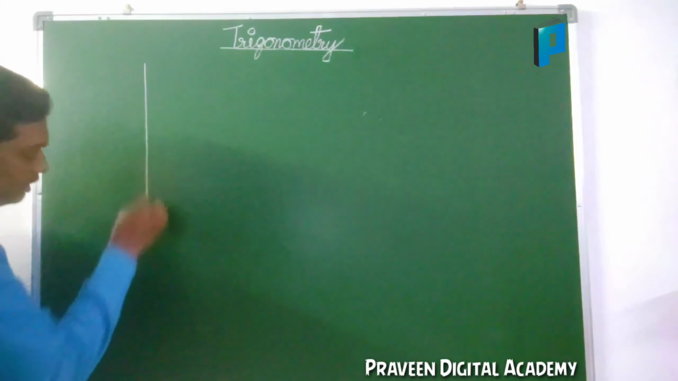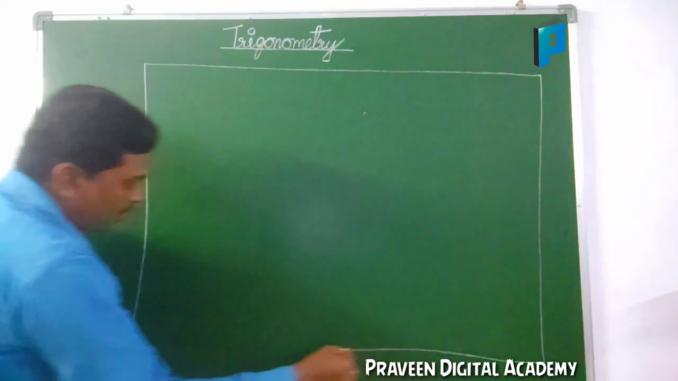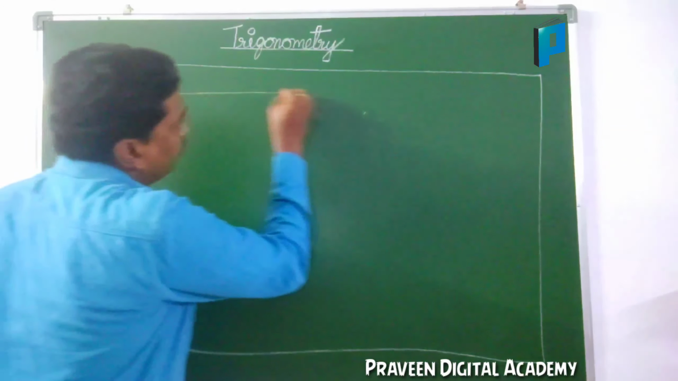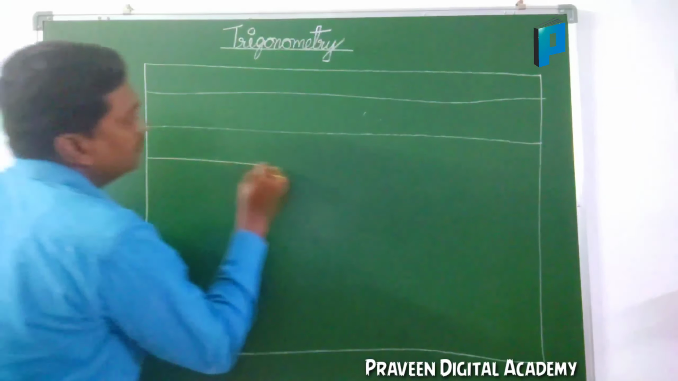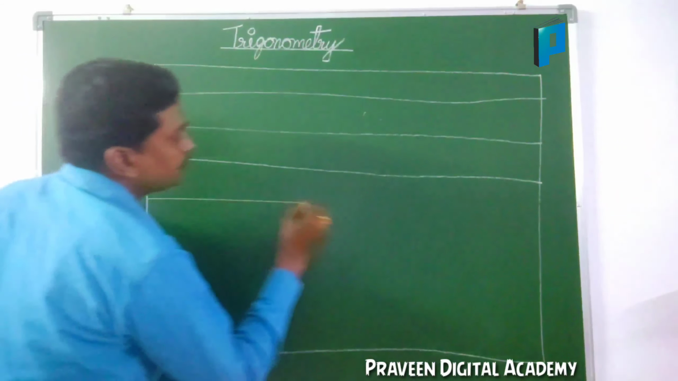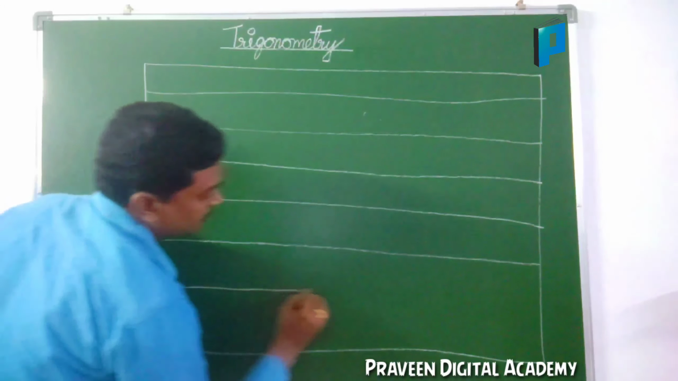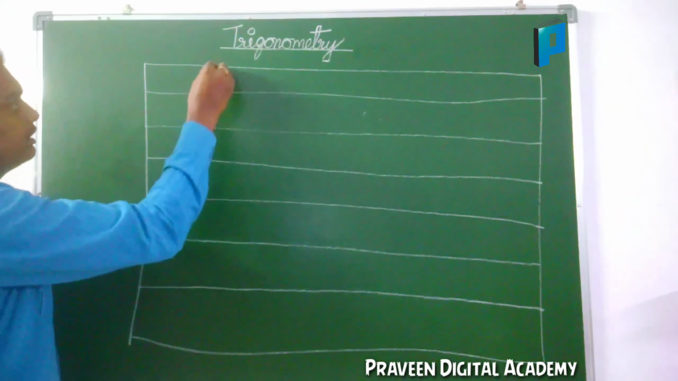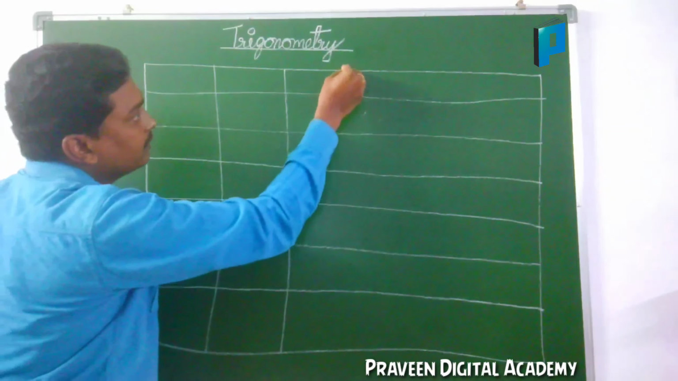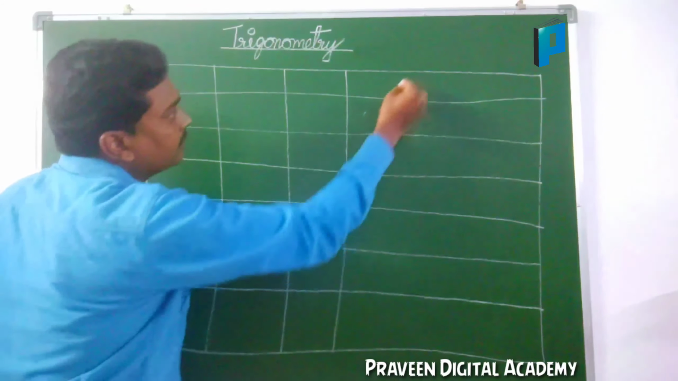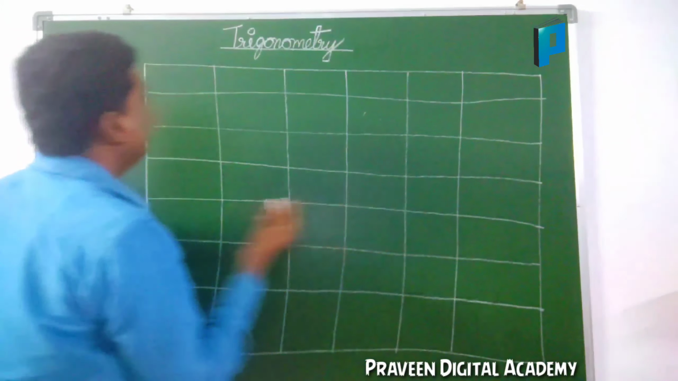Here, let us first of all draw the trigonometric box of 6 ratios. Here, 1, 2, 3, 4, 5, 6. Here, this is for 0 degrees, 30 degrees, 45 degrees, 60 degrees, 90 degrees.